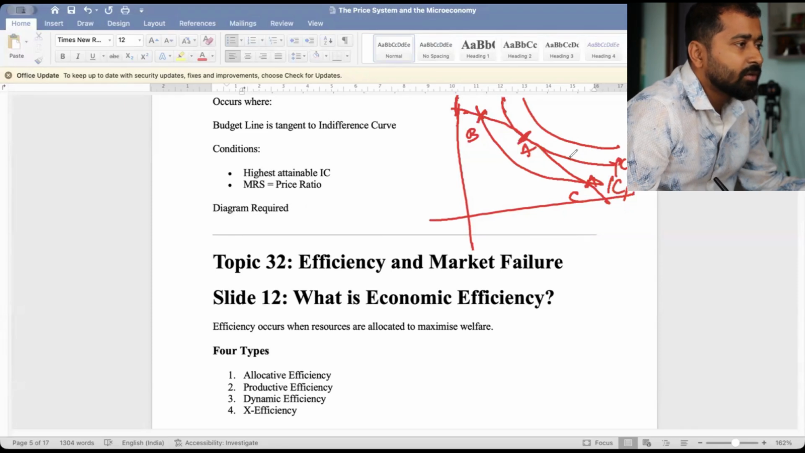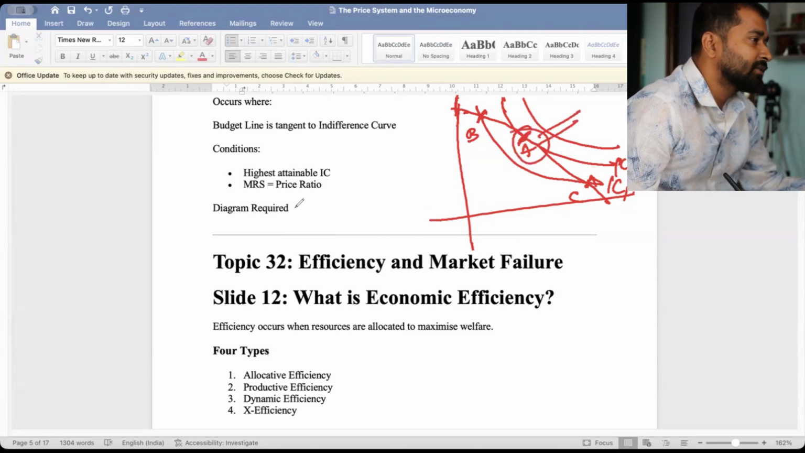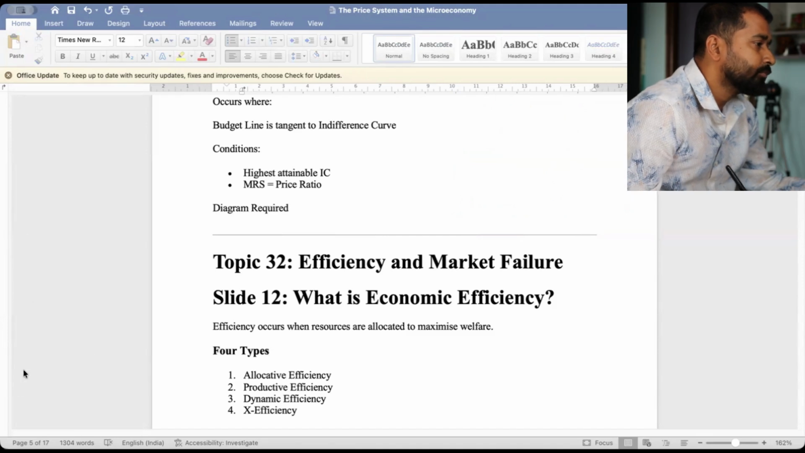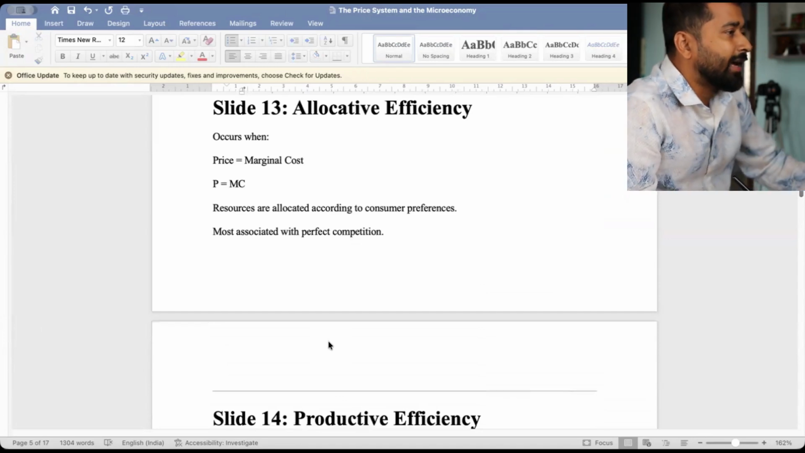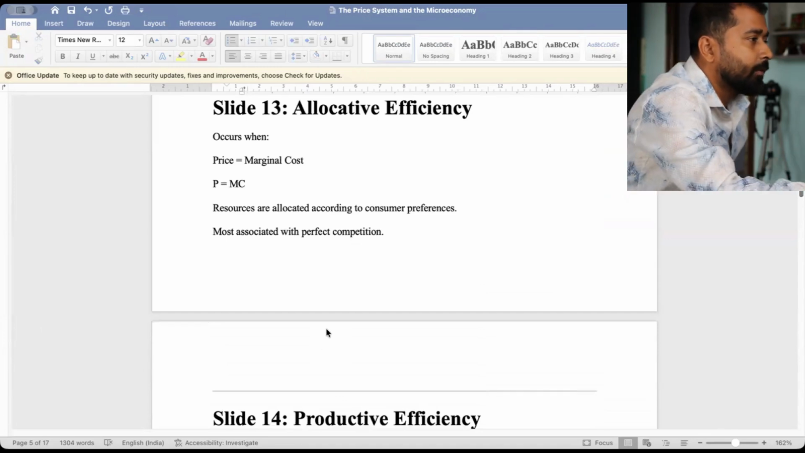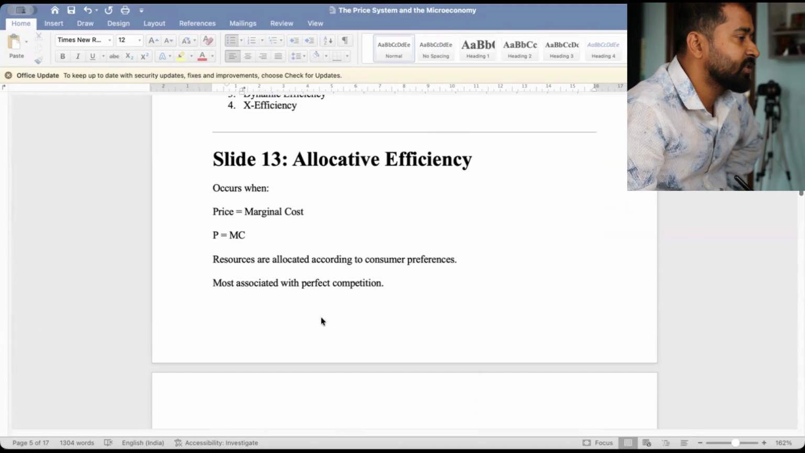And IC2 gives more satisfaction than IC1, so definitely people will go with point A. So this point A is the consumer equilibrium situation. Okay, now one more: allocative efficiency.